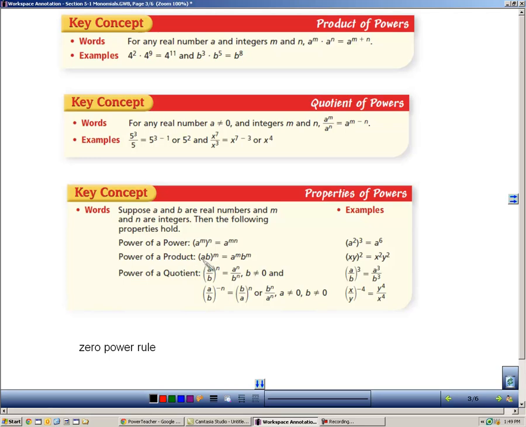Power of product rule means when you have a product, a multiplication, and that is all taken to a power, you can basically distribute the exponent to every factor inside the parentheses. And finally, the power of a quotient rule, when you divide numbers inside of a parentheses that has an exponent, you can again distribute that exponent to every factor or base in the parentheses. There's one other rule called the zero power rule that says if you take anything to the 0 power, you will always get a 1.